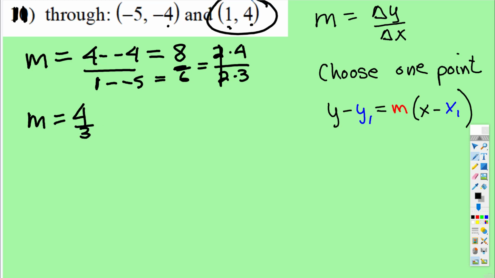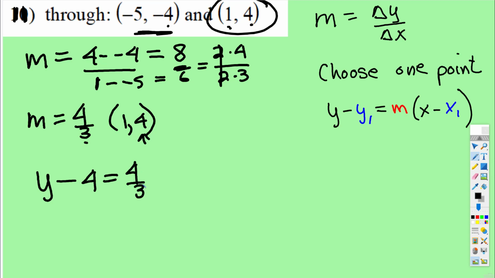And I'm going to use this point right here. And you can use either point. It doesn't matter. I'm just going to use that point. When you get to calculus, you often use the leftmost point, but that part doesn't matter. So y subtract the y value is equal to the slope times x subtract the x value.